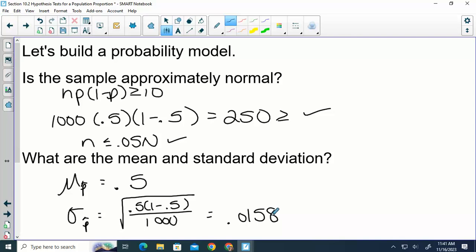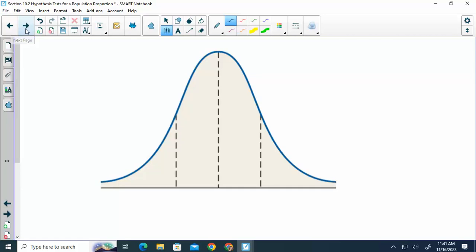So far, all of this seeming pretty familiar? We've done that a lot. Okay, so let's think about the classical approach, which is measuring how many standard deviations something is from the mean, or the proportion in this case. Our proportion is 0.5. We just found that a standard deviation is 0.0158, so one standard deviation would be 0.5158.